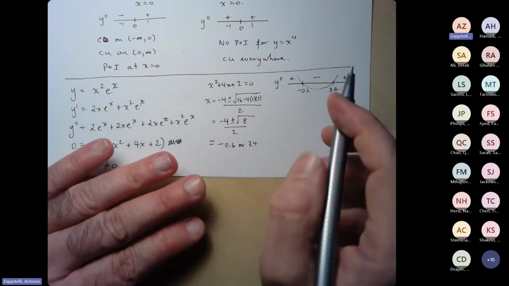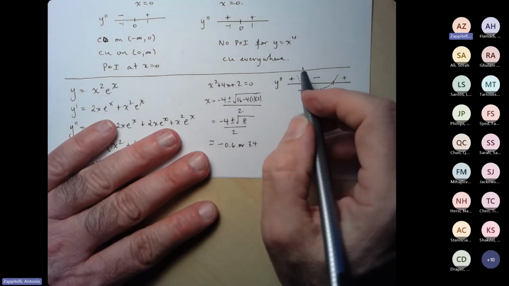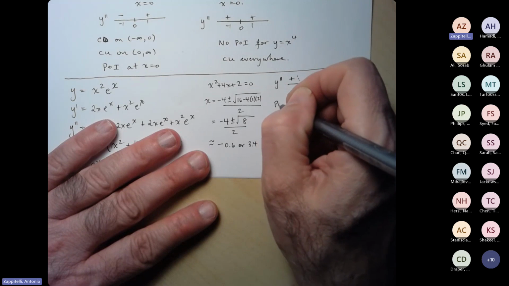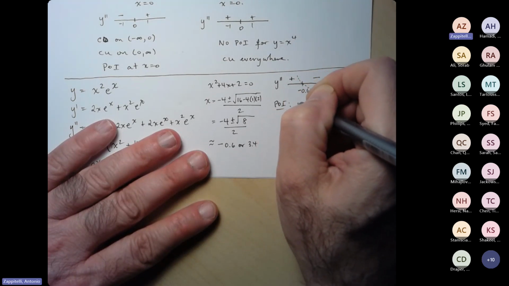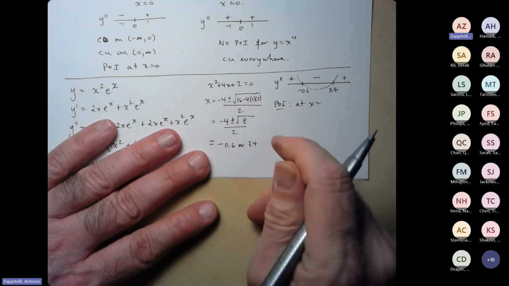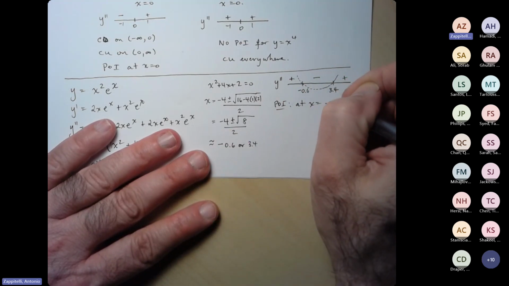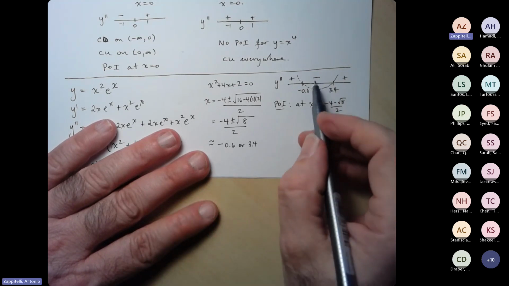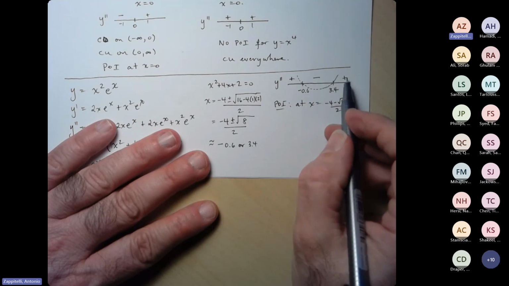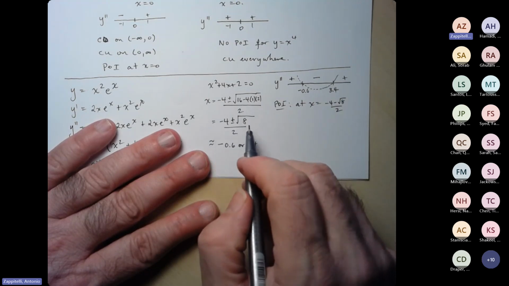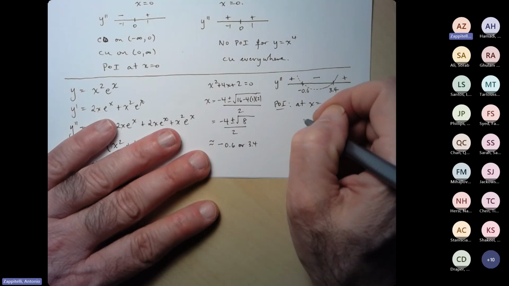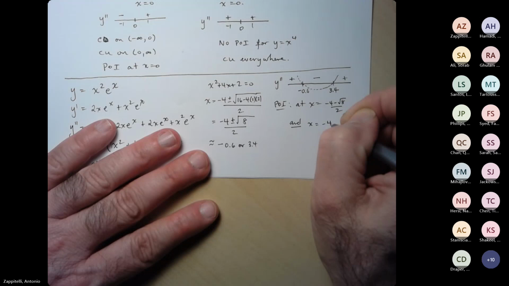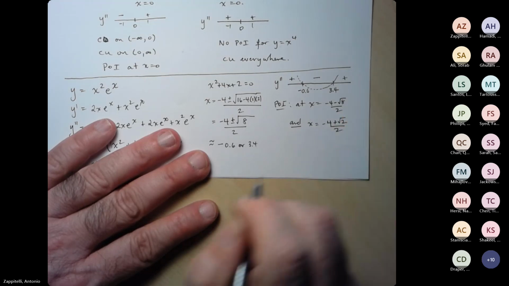Now I see that at negative 0.6, the sign of the second derivative changes. So there's a point of inflection at x equals, and I'm assuming that's negative 4 minus root 8 over 2. But there's also a change in sign at 3.4, or negative 4 plus root 8 over 2. So there are going to be 2 points of inflection.